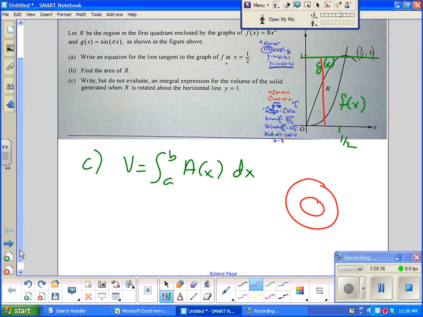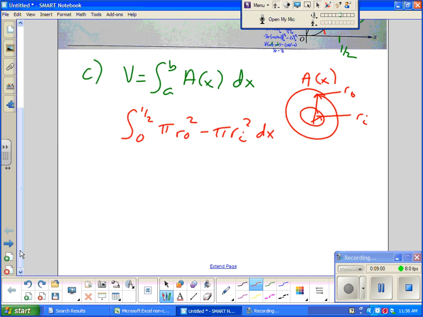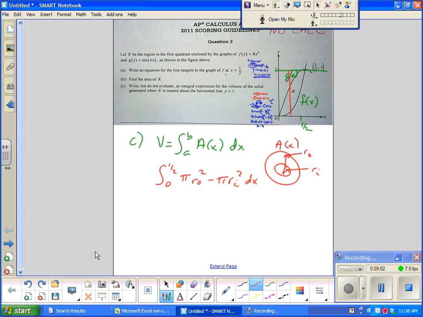The inside radius goes to g of x. You guys agree? The outside radius goes to f of x. Again, I see it goes 0 to half. And it's pi R_O squared minus pi R_I squared dx, because it's a washer. And again, I'll pull the pi out. And now I just have to figure out the outside radius and the inside radius.